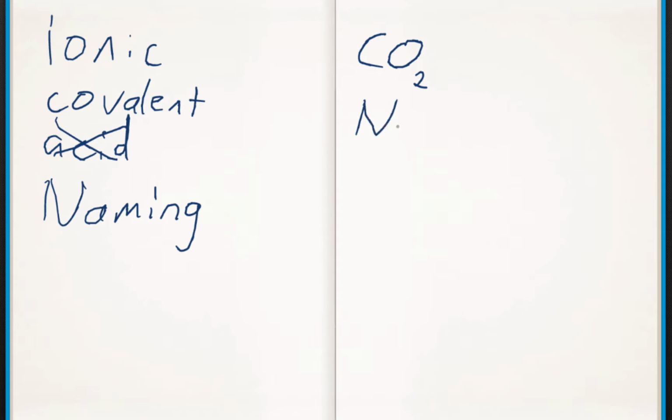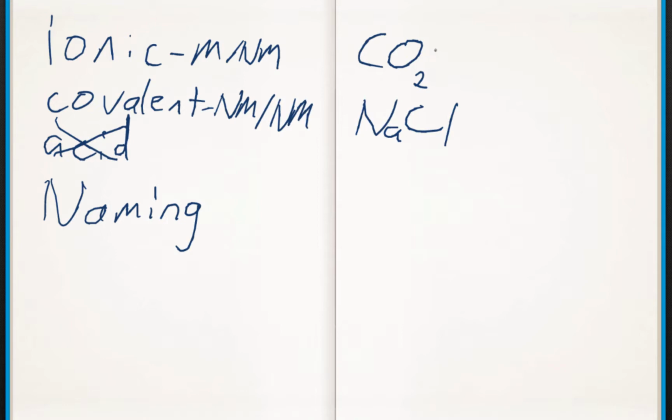CO2 and NaCl. The first thing you have to decide when you're naming things, because there's two different naming conventions or naming techniques, is it ionic stuff or covalent stuff? So remember, ionic stuff is a metal and a non-metal stuck together. Covalent is a non-metal and a non-metal stuck together. So this guy right here is covalent or molecular, and this guy right here, he is ionic. So there's two different techniques.